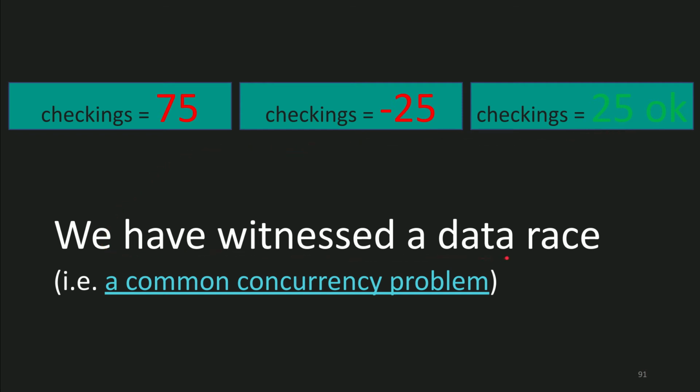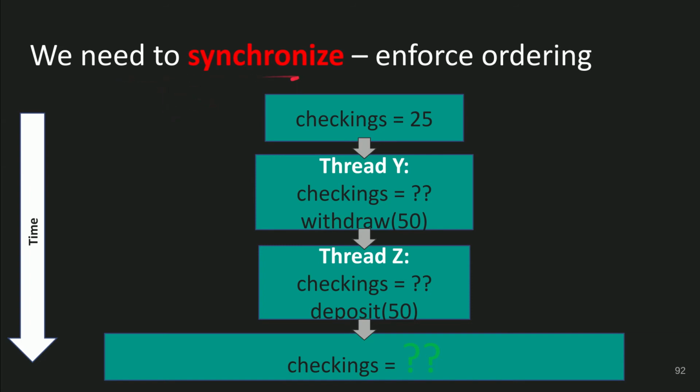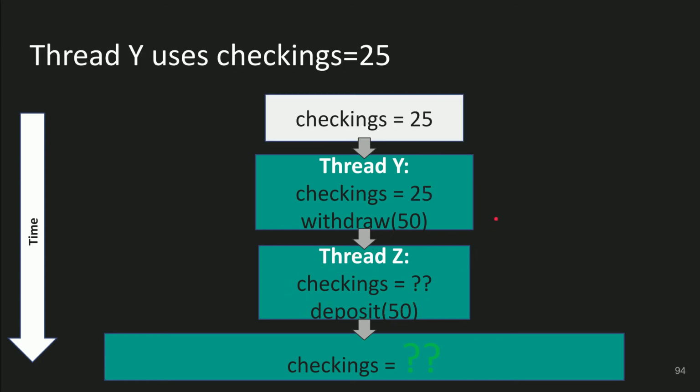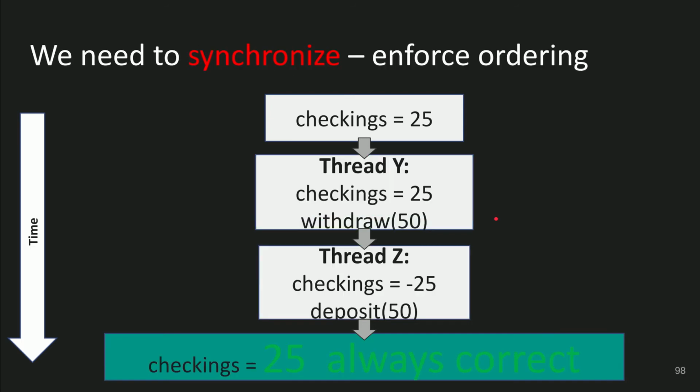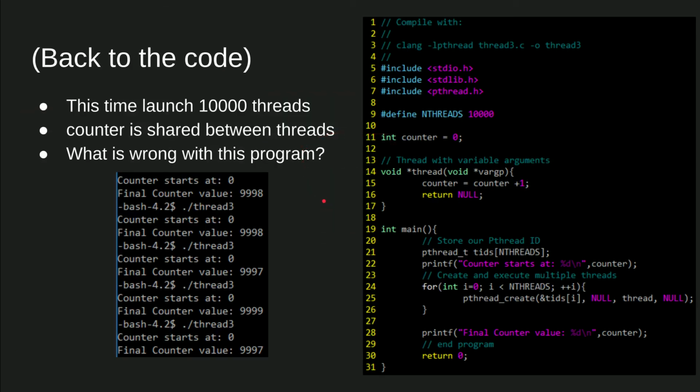And we witness, this is exactly what a data race is. We have multiple threads on a shared resource, and depending on the arbitrary order of the events, we get a different result here, okay? So checkings ends up being 25. And this is a very common concurrency problem, okay? So what we really need to do is synchronize these operations, right? We need to enforce some sort of ordering so that we launch a thread Y and it does some work where we do the withdrawal, and then thread Z gets executed and it just does the work, okay? So then if we do this, we're always going to get the right answer. Okay, but this is basically just our serial execution. Okay, so we've lost our threading mechanism.